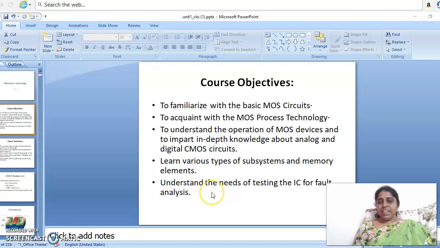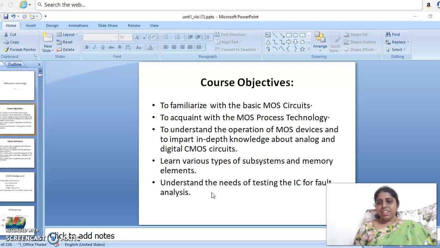Next, to understand the needs of testing the IC for fault analysis. So fabrication is how much important, testing is equally important, because at each and every stage we need to test, otherwise all the effort gets wasted. So testing is equally important.